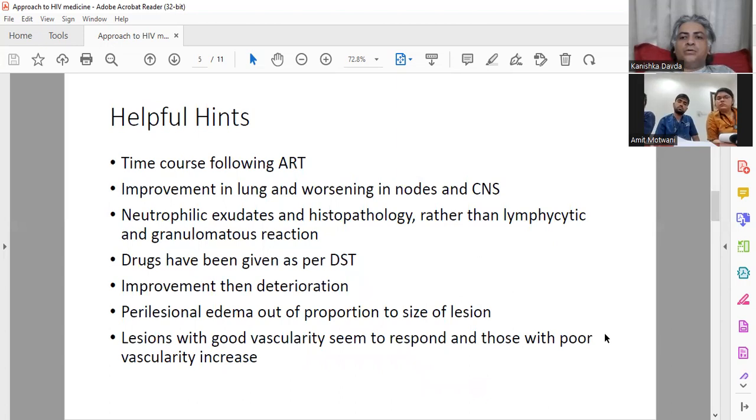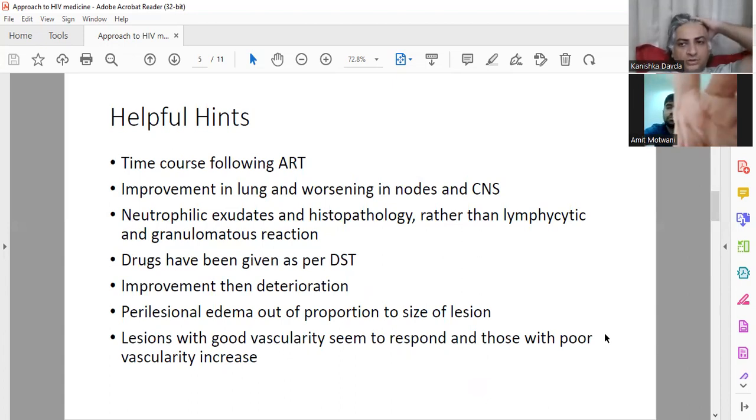So since this differentiation is not easy, we can use these clues. These clues we use in the TB patient with paradoxical response also.